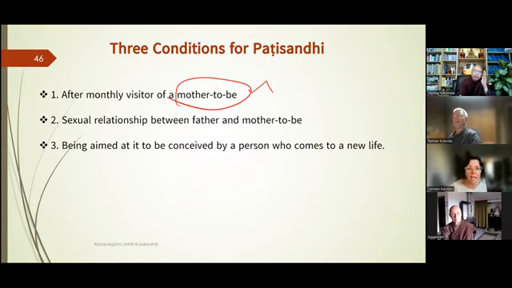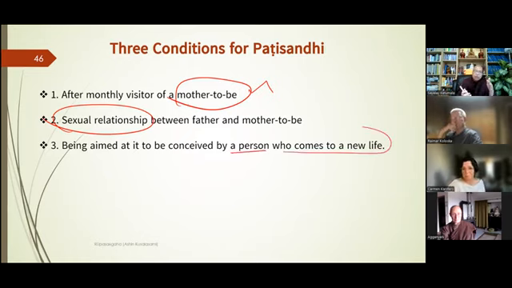On that period, they have the sexual relationship. At the same time, a person who comes to a new life must aim to be there. I thought it had to be three separate points, but you have to have them all together. Okay, I got it, all together.